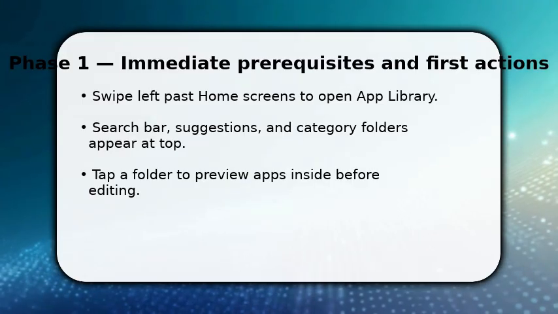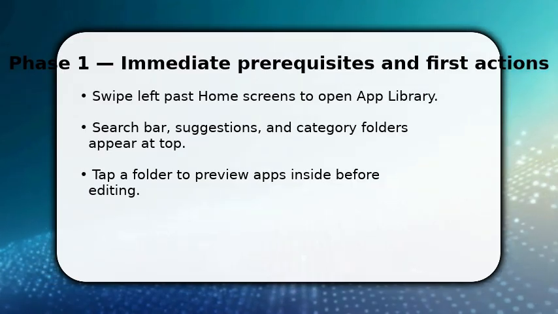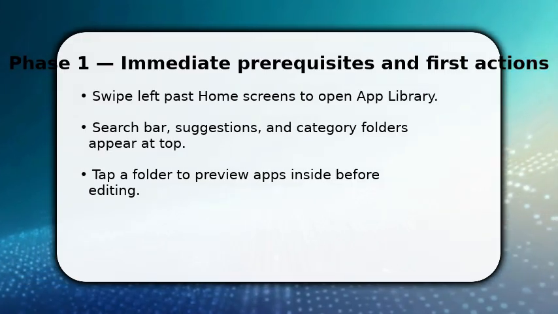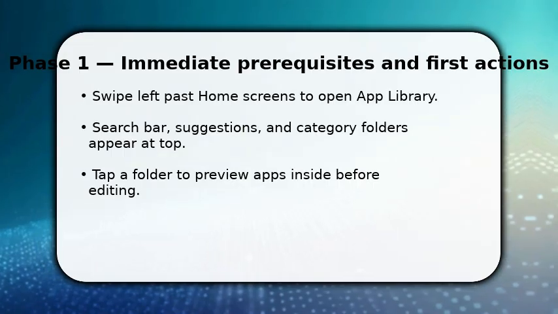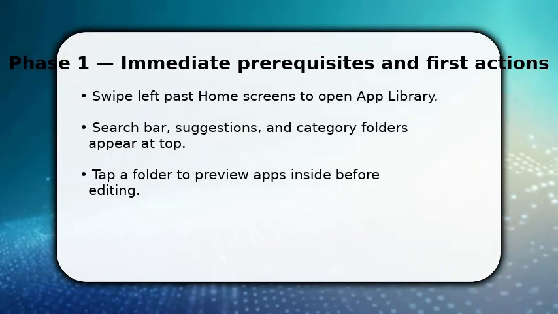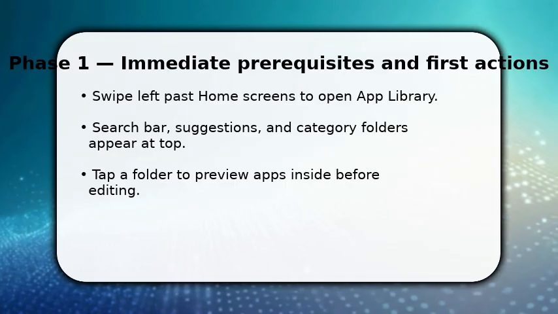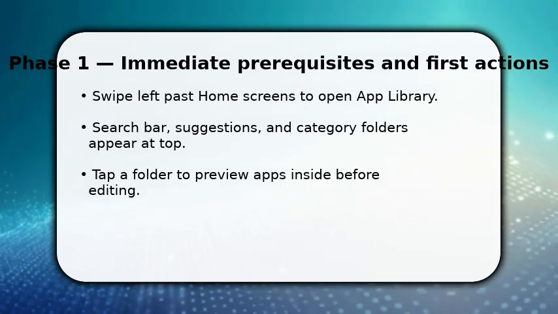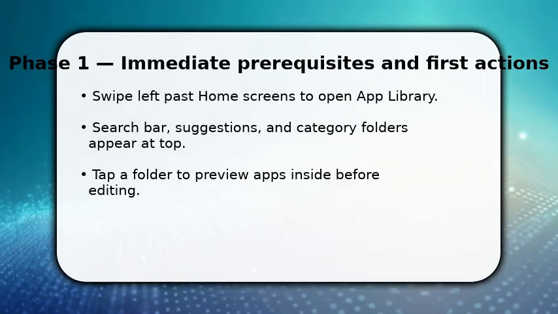You start by swiping left until you reach the app library. This puts all apps in one place so you can reorganize quickly. Once there, use the search bar or tap a category folder to find the app you want to move or remove. Make sure to press and hold an app icon until a menu appears.